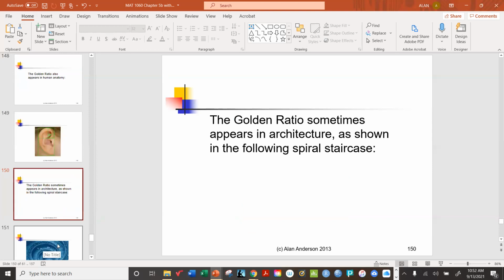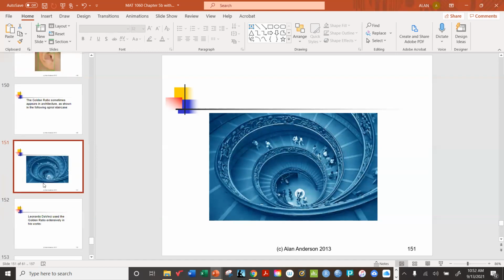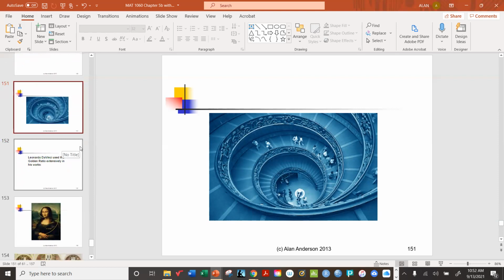Now look at these stairs. You think somebody had this golden spiral in mind when they designed these stairs? Now, we don't know that for sure, but I mean, it looks kind of interesting.